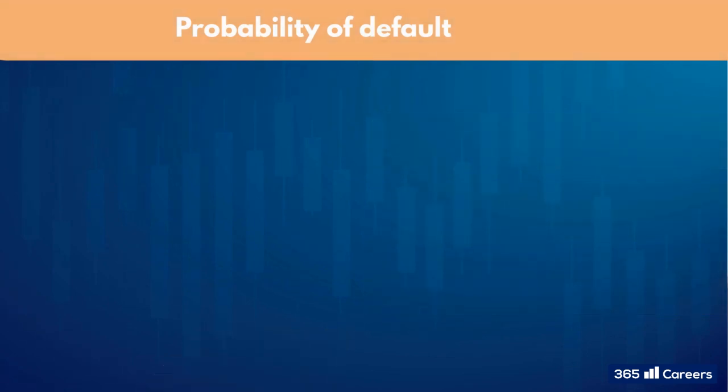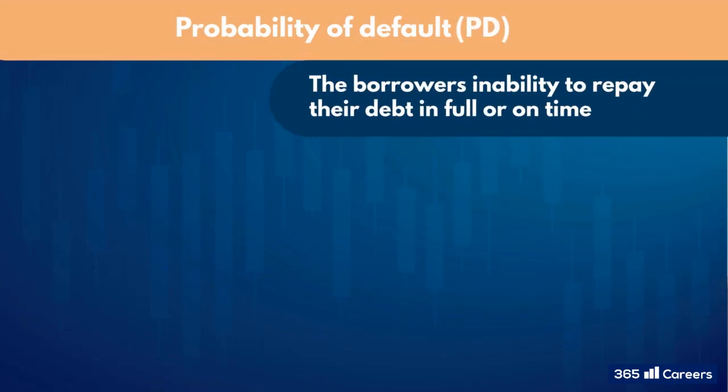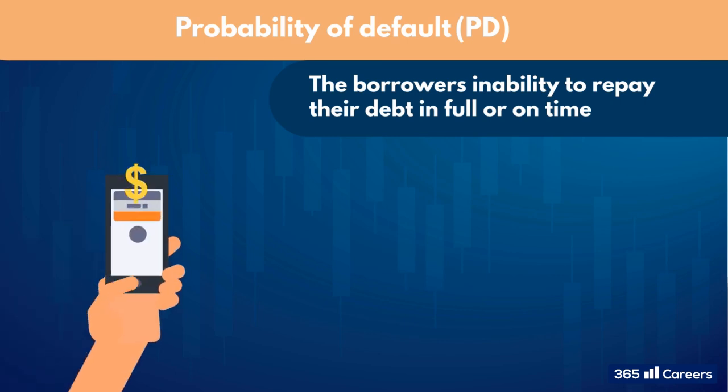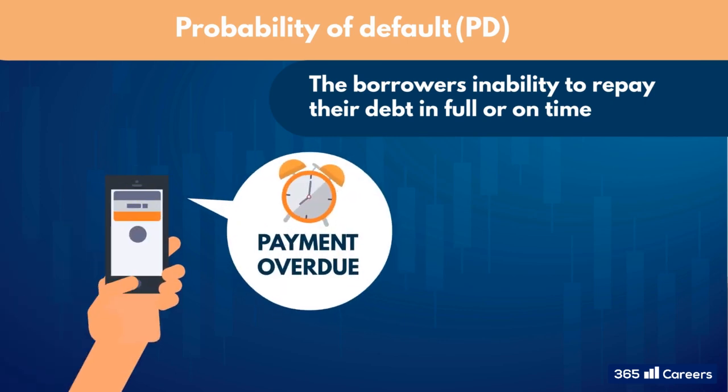Probability of default, or PD, is the likelihood that a borrower would not be able, or would not be willing, to repay their debt in full or on time. In other words, it is an estimate of the likelihood that the borrower would default. Usually, PD refers to a particular time horizon.